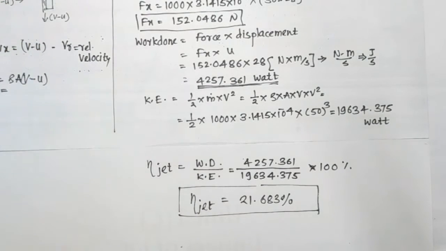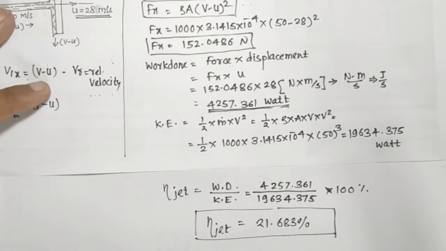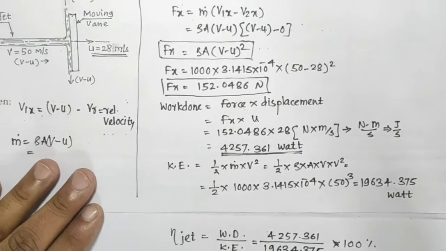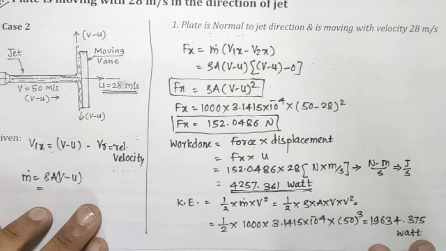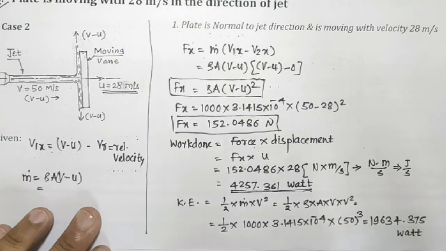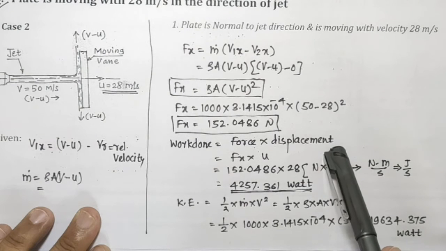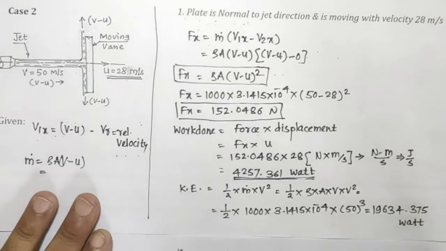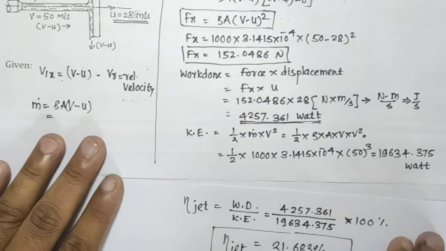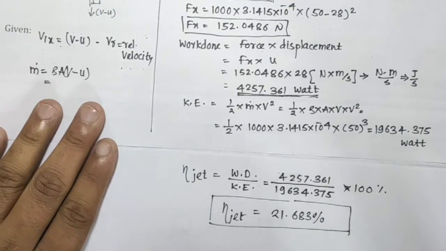So this is all about this numerical, so we can summarize it like this. In the first case we have a fixed plate, so there is no displacement and no work done. But if we have a plate which is moving with velocity 28 meter per second, we will have a displacement. Because of displacement we will have work done. Because of work done we can easily find out the efficiency. So the efficiency we are getting is 28.683%.